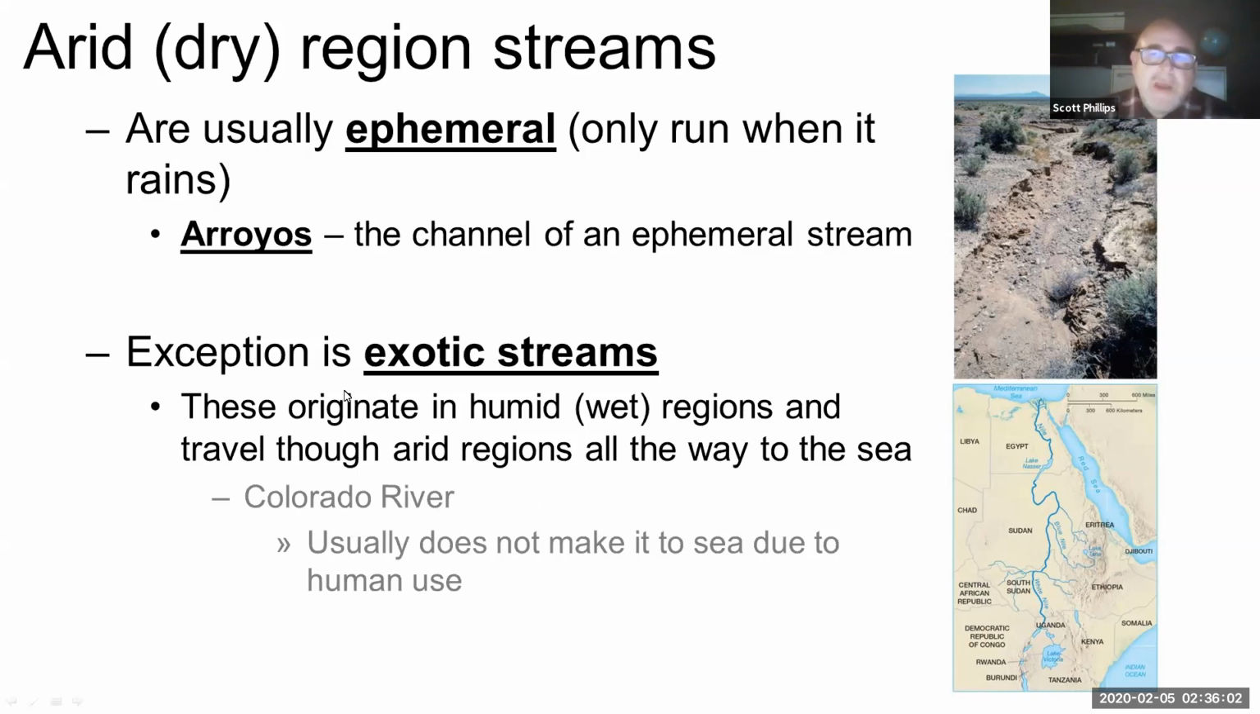Sometimes deserts do have running water through them. It's called an exotic stream. They're not common, but what can happen, the Nile River is a classic example in Egypt, is that you have a wet part of Africa that supports water that runs all the way through the desert in Egypt. And here in California, the Colorado River is an example of an exotic stream. It starts in wetter parts of the United States and then runs through the deserts of the interior. Although actually it doesn't make it all the way to the ocean because we use the water for irrigation.